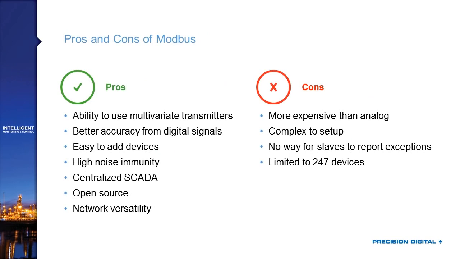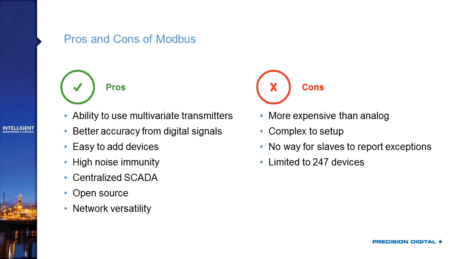So what are the pros and cons of Modbus? Well, there's a lot of pros. You've got the ability to get multiple variables out of individual transmitters or devices. You've got better accuracy from digital signals than you get out of analog signals. Because of all the error checking involved, and because you're only sending 1s and 0s, you don't have as much effect from noise or temperature drift or system inaccuracy. You're getting exactly the number you meant to transmit every time.